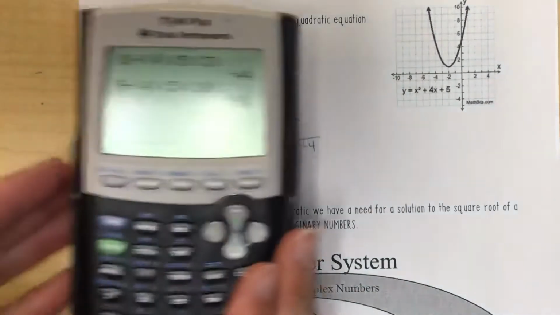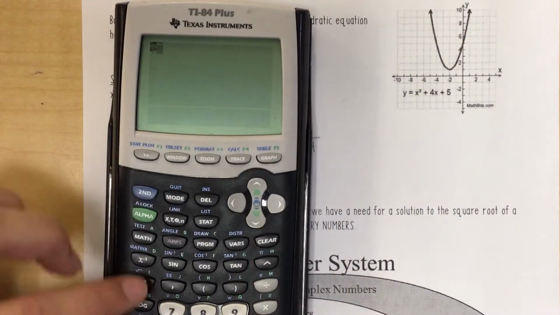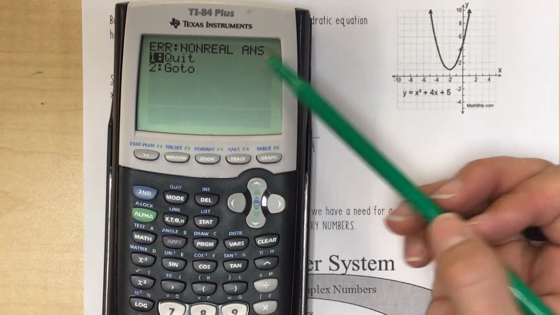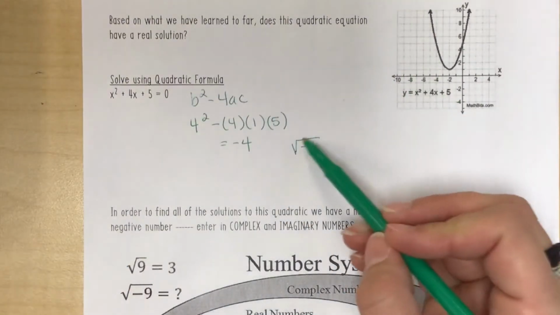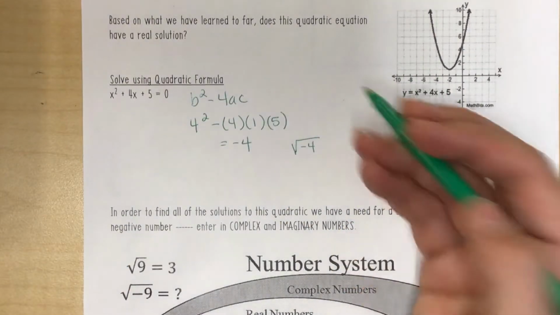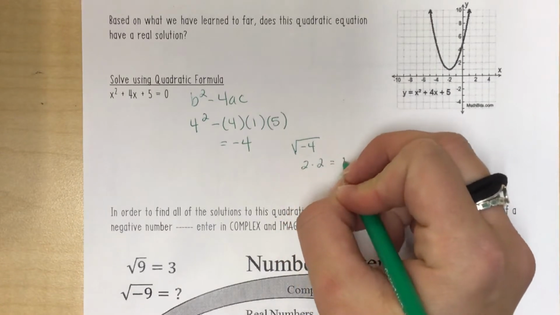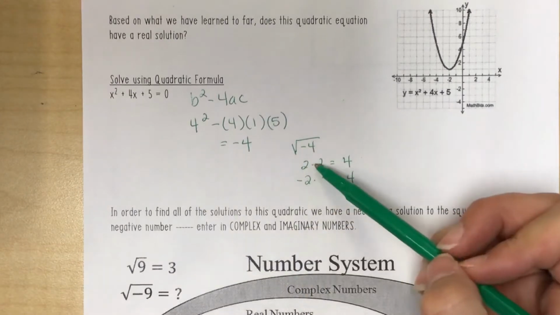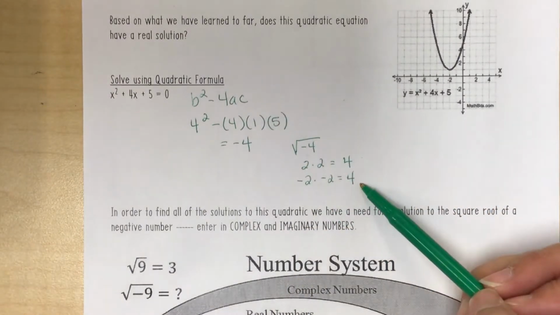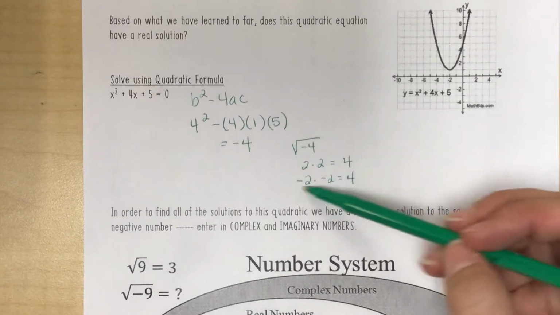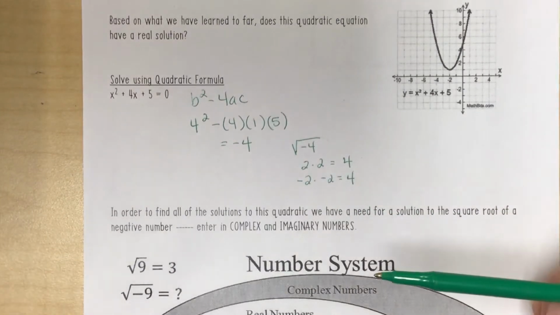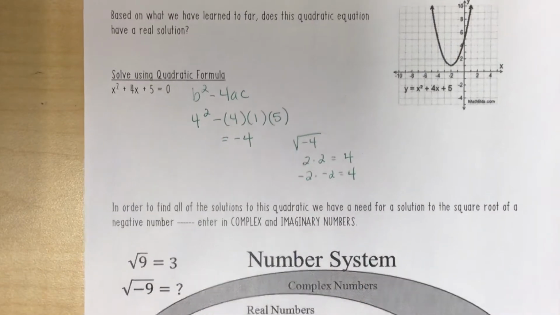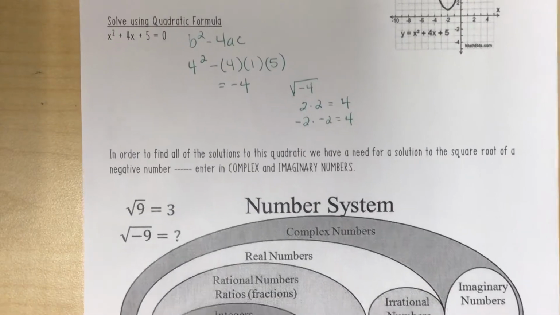If I try to put the square root of negative 4 on my calculator, you get an error message that says non-real answer. According to the definition of square roots, I can't find anything that would multiply together to give me negative 4. 2 times 2 is 4, negative 2 times negative 2 is positive 4 again. So there's nothing there, and that's where imaginary numbers enter. We need some way to represent this, so imaginary numbers come into play.